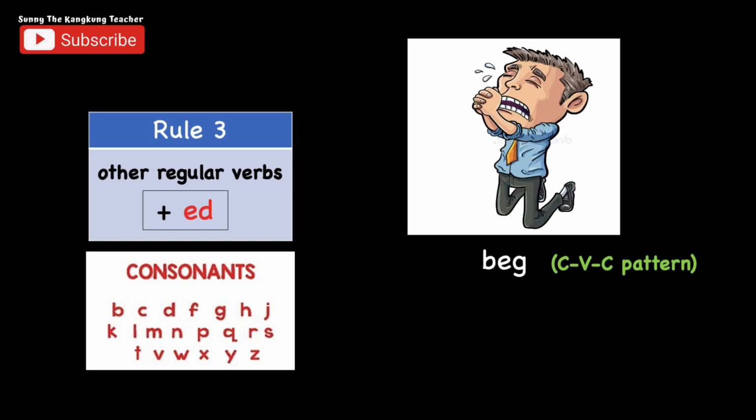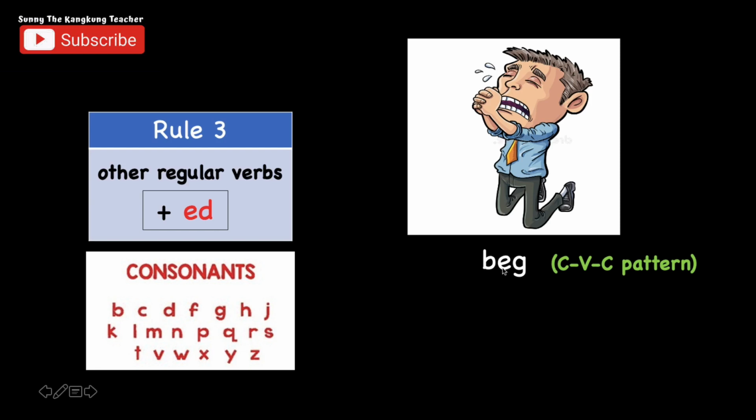So let's take a look at this word here. The first letter, B, is a consonant. The second letter is an A sound, which is a vowel. And the third one, G, is a consonant.